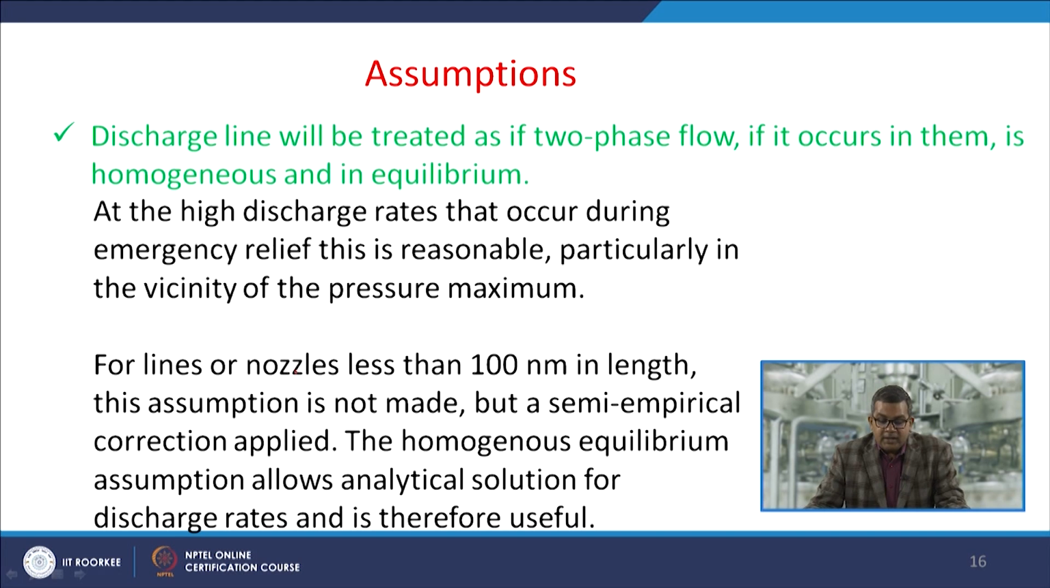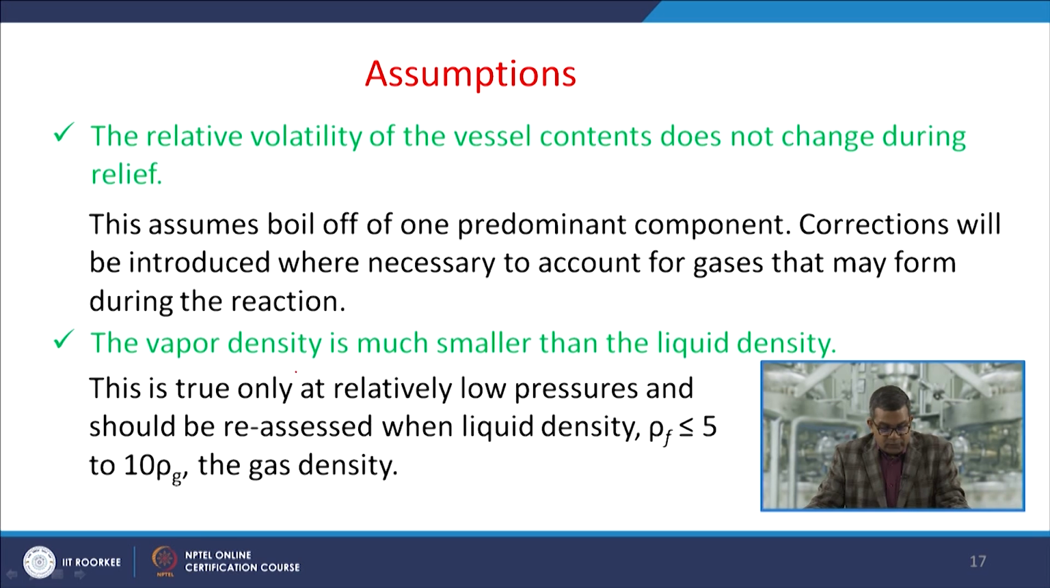The discharge line will be treated as if two phase flow, if it occurs in them, is homogeneous and in equilibrium. At the high discharge rates that occur during emergency relief, this is reasonable, particularly in the vicinity of the pressure maximum. For lines or a nozzle less than 100 nanometer in length, this assumption is not made, but a semi-empirical correction is applied. The homogeneous equilibrium assumption allows an analytical solution for discharge rate that is therefore useful.